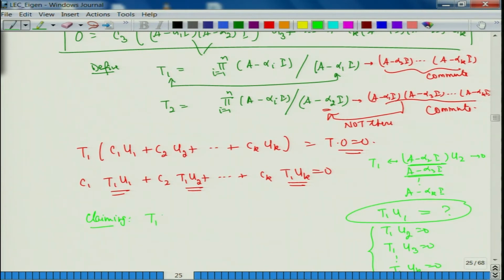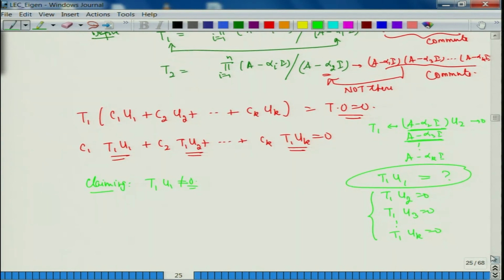that T1 of U1 is not 0. That is more important, that we are saying that it is not 0. We have already shown that T1 U2 is 0, U3 is 0, UK is 0. The only problem is whether T1 U1 is 0 or not. So, let us look at that part. What our T1 is, T1 had these terms. The first term was A minus alpha 2I, then there was A minus alpha 3I and so on, A minus alpha k of I.